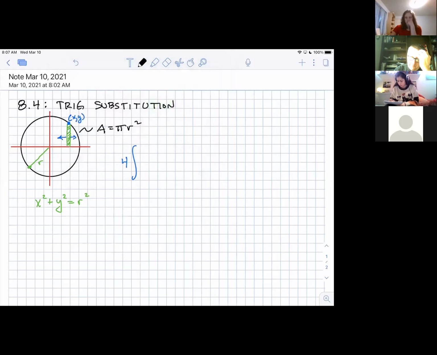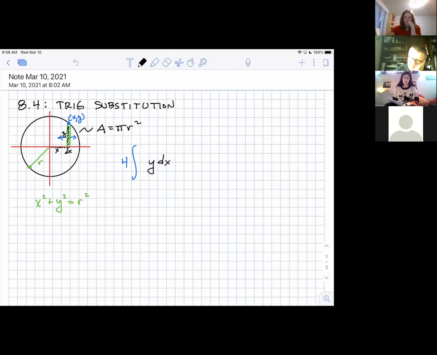Since to get to that point up there, I have to go over x and up y, then that rectangle's size would be y for height and a little bit of x for width. So there's the area of the rectangle. And now, if I let x be a variable and slide everywhere I want it to slide, then I'm good to go.